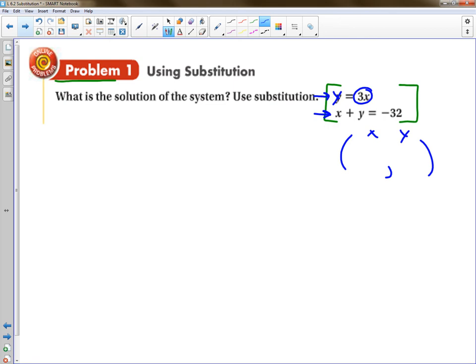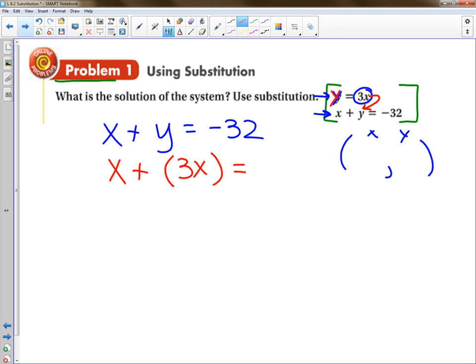So what we're going to do is take this second equation, x plus y equals negative 32, and we're going to substitute. And what we're going to substitute is what y equals. So generally what I do is I circle what y equals, and then I draw an arrow down to the letter y. That tells me I'm going to put the 3x in place of the y. So this equation, instead of x plus y, becomes x plus, in place of y, 3x. All I did was substitute what y equals with the value 3x.